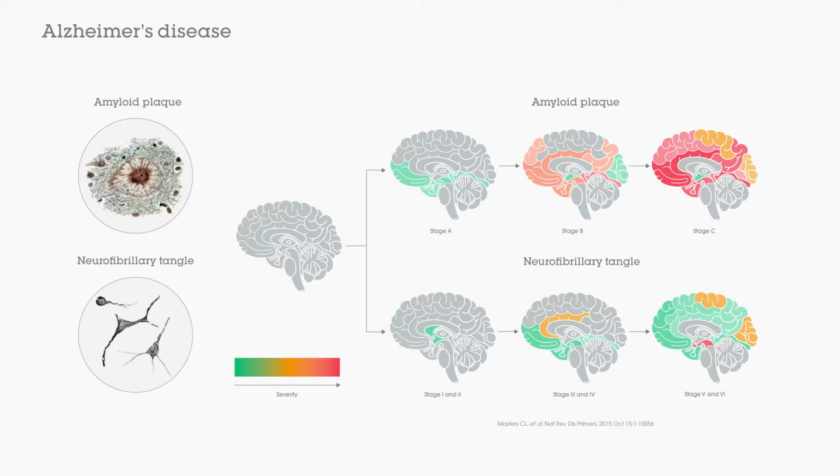AD pathology consists of three major parts. One is plaques. They are composed of a small peptide, aggregated beta amyloid. Then we have tangles, or neurofibrillary tangles. They are composed of hyperphosphorylated tau. And this is believed to lead to neurodegeneration and also degeneration of the synapses in the neurons.